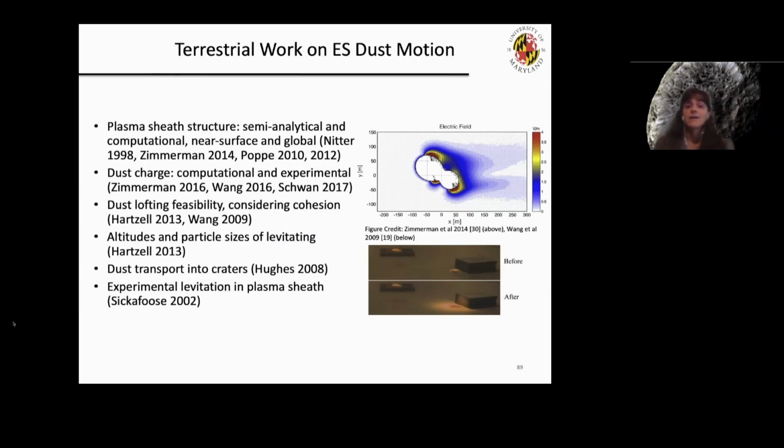There's been a lot of modeling and lab work to study these phenomena. So we have semi-analytical and computational models of the plasma sheath near the surface. On the right here, I'm showing the plasma sheath predicted around an entire asteroid cross-section. So this asteroid looks a little bit like a peanut, but we can see this model of what the electric field might look like about that asteroid.